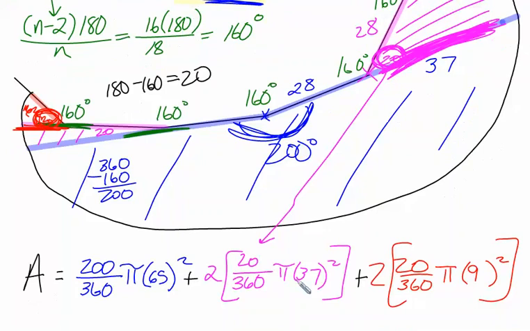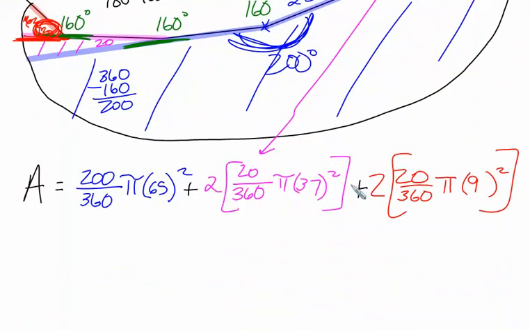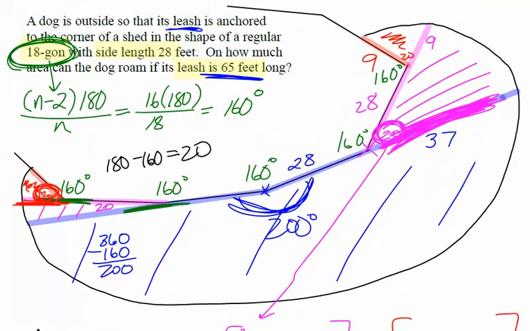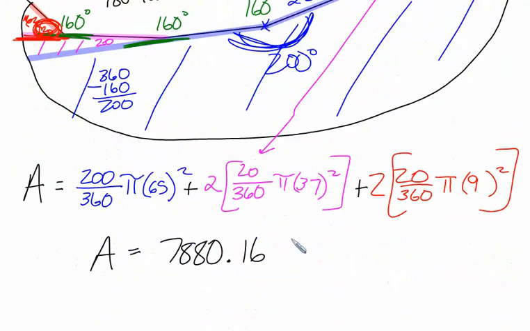So once we have that all set up, please watch for the twos. That's one of the common mistakes people make: they don't include those twos when multiplying everything out. We could type that whole expression in our calculator and we get 7880.16. Please watch your units in this problem. The length was expressed in feet, so the area would be expressed in square feet. Our answer is 7,880.16 square feet. On problems of this sort, decimal answers are fine. We do not need to leave it in exact form.